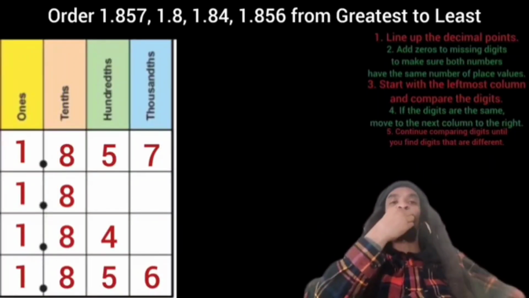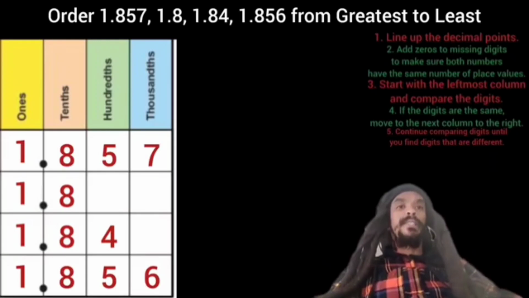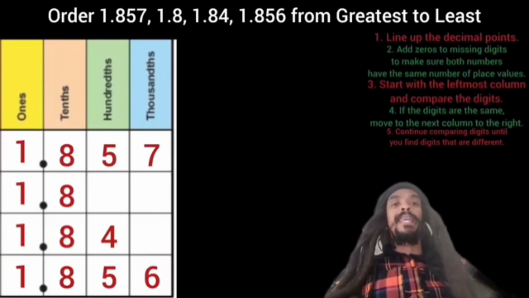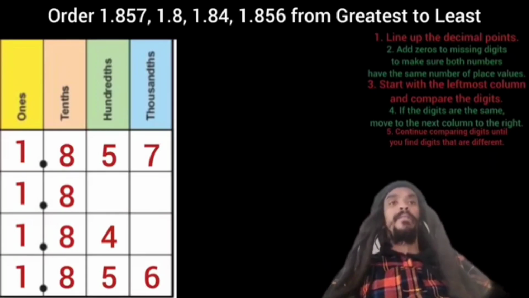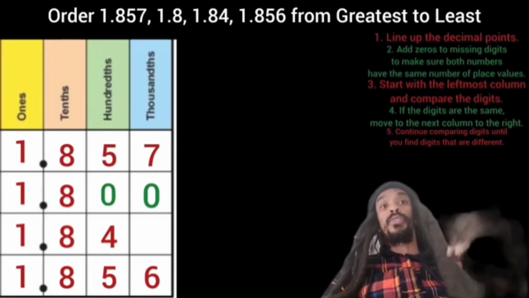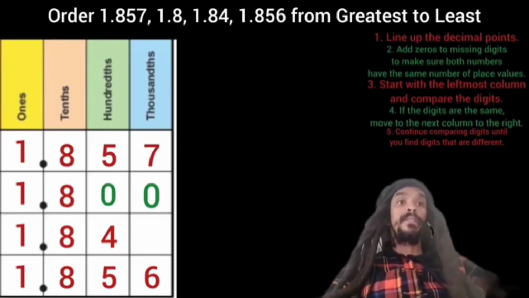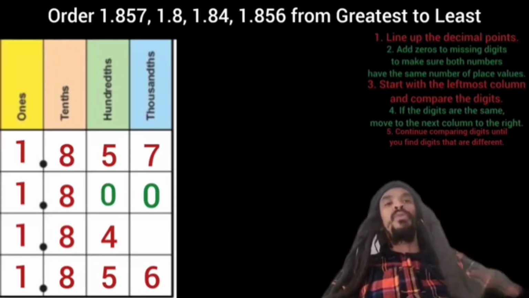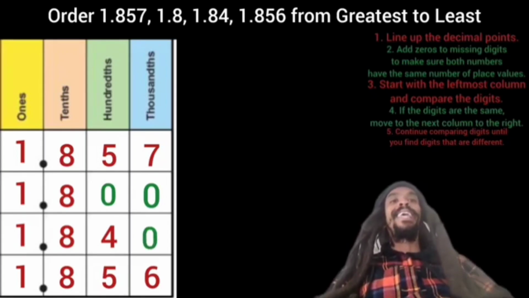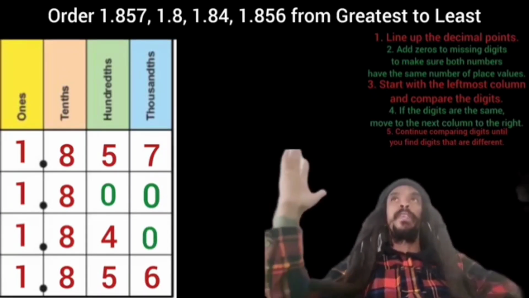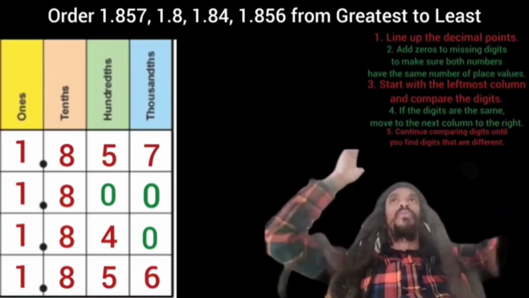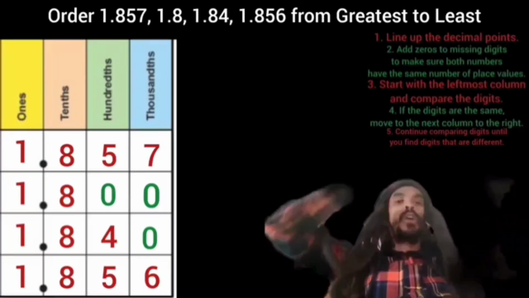Once we do that, we realize that we are going to have to add some zeros just to balance everything out. We're going to have to add 2 zeros to our 1 and 8 tenths, and then we want to put a 0 at the end of our 1 and 84 hundredths so that everything has a place value from our ones place to our thousandths.